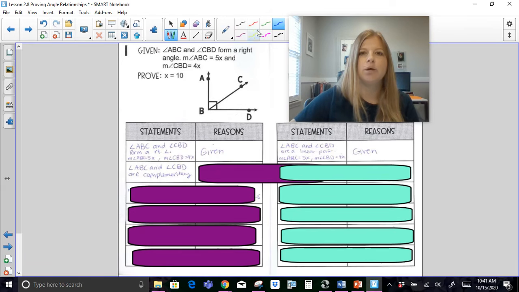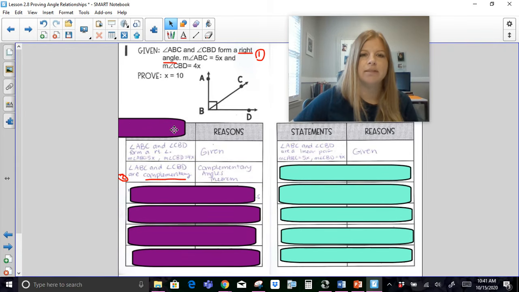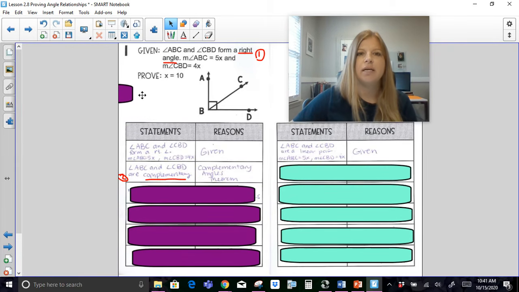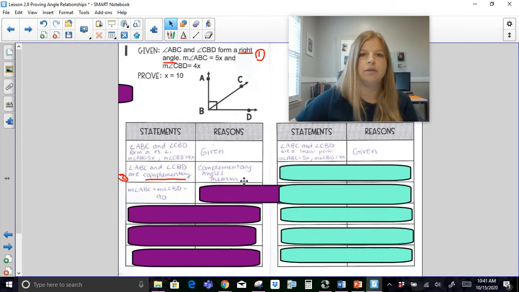There's a process. So once you talk about them being a right angle, then you can talk about them being complementary. So given the right angle is like step one, and then step two, you can talk about them being complementary to each other. And that is simply because of the complementary angles theorem. If two angles form a right angle, then I know that those angles are complementary to each other. Now that I say that they're complementary to each other, I can go ahead and say that the measures should add up to 90 degrees.